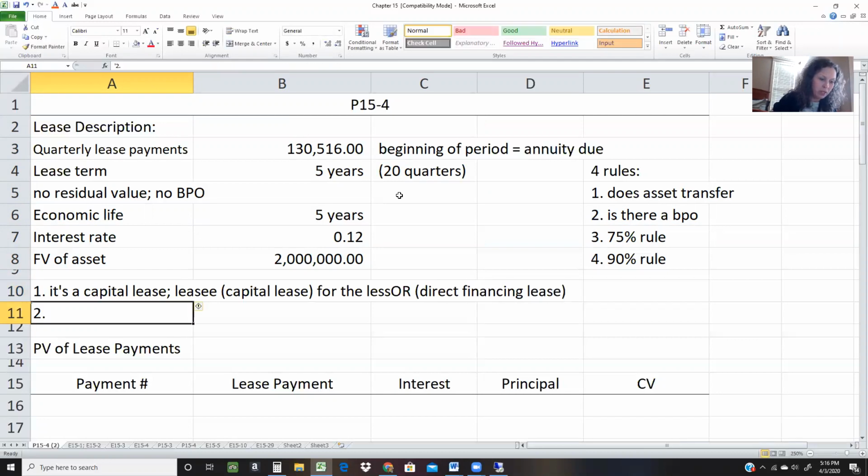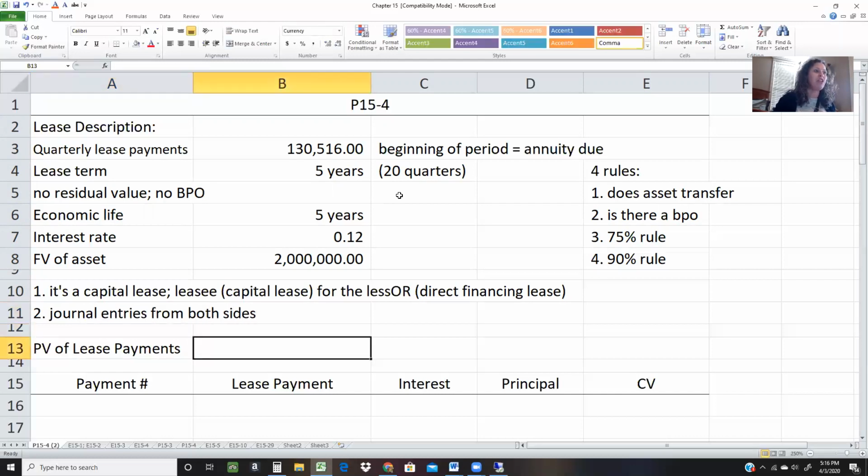Okay. Number 2 says prepare entries for Mid-Southern Urologists and Physicians Leasing for the beginning of the lease period through the second rental payment on April 1, 2018. All right. So number 2, this is the journal entries from both sides. So the first thing you need to know is the present value of the minimum lease payments. Now, normally we do that when we're computing our 90% rule, but I haven't done that yet, but that's what you start your table at.